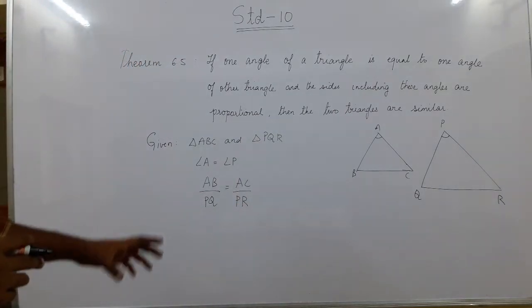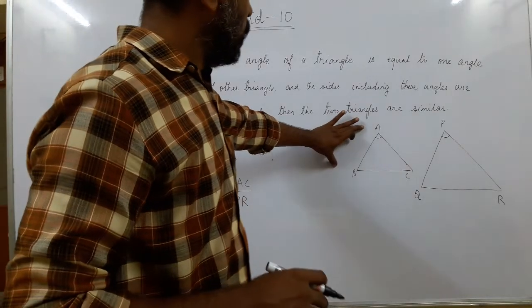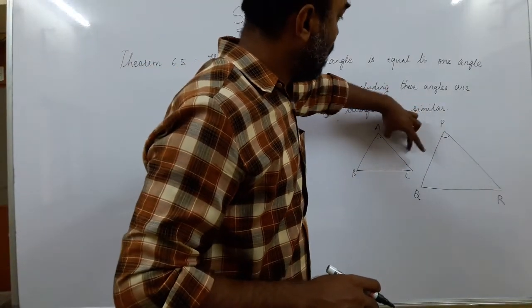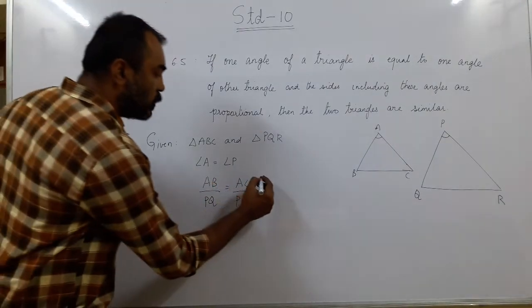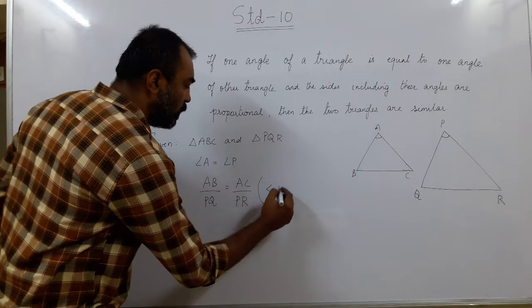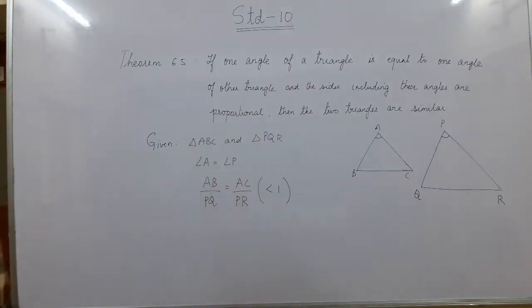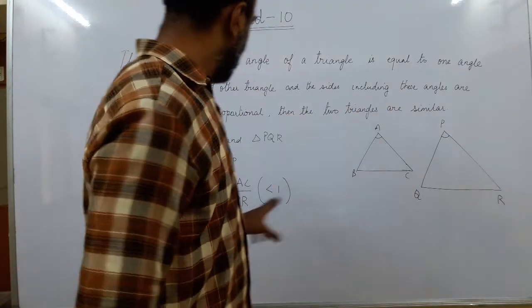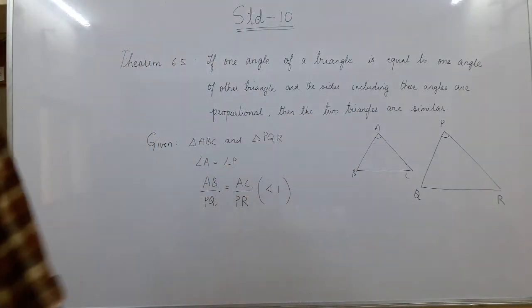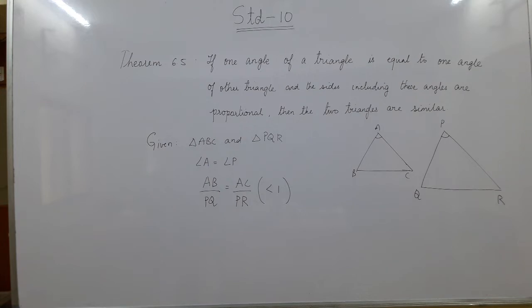Okay. Now here you need to mention, you can see here AB is smaller than PQ and AC is smaller than PR. They are proportional, but the numerator is smaller. Because the numerator is smaller, the ratio will be smaller than 1. Yes? I hope you understood this. Why have I written this less than 1? I have written this because it is lesser. If the triangle ABC was bigger than PQR, then the ratio would be greater than 1. But because it is smaller, I have written it as less than 1.